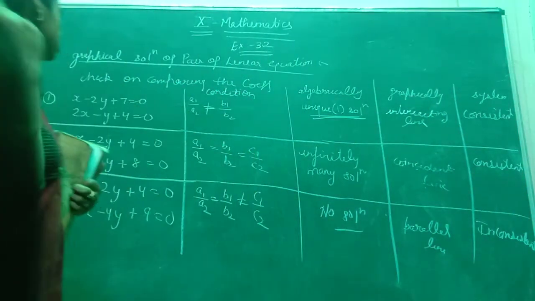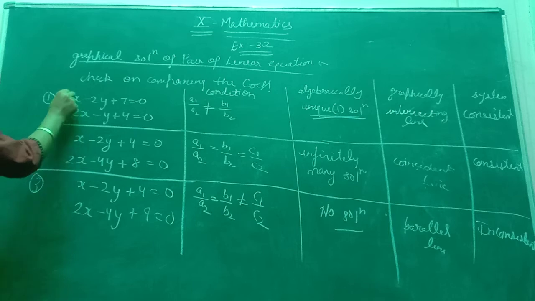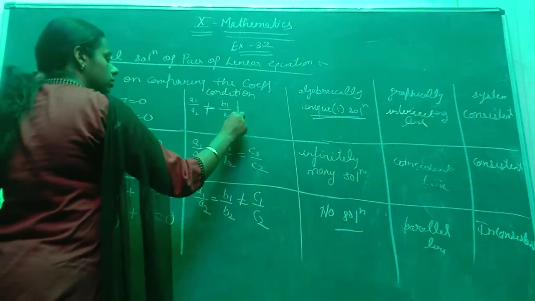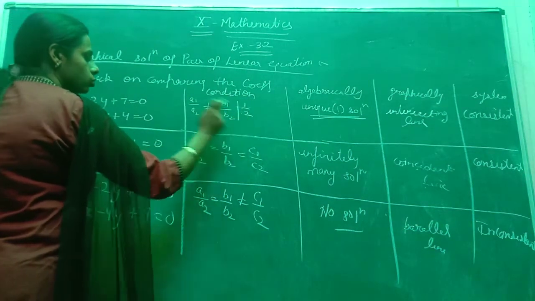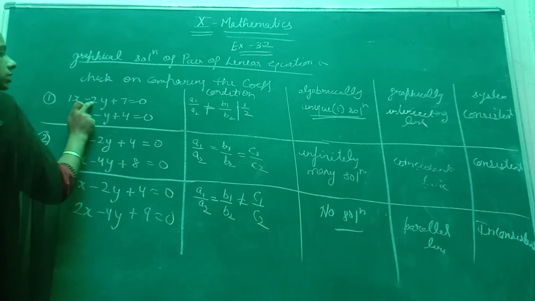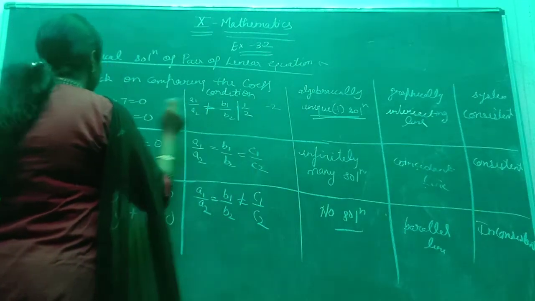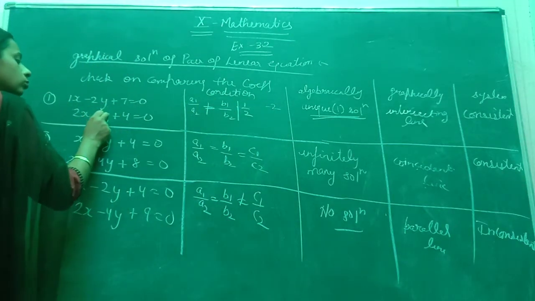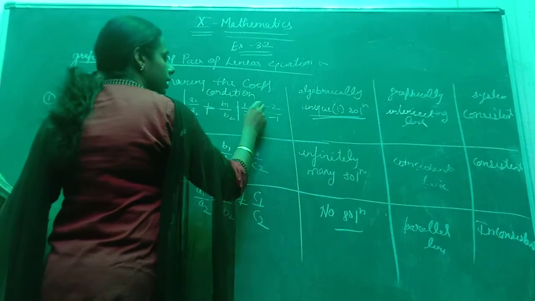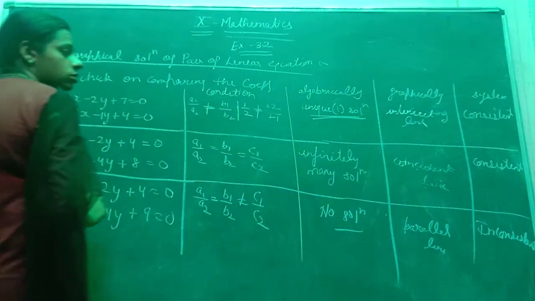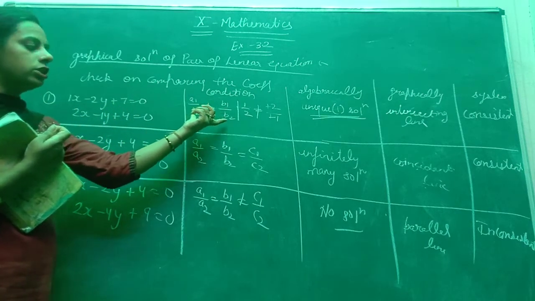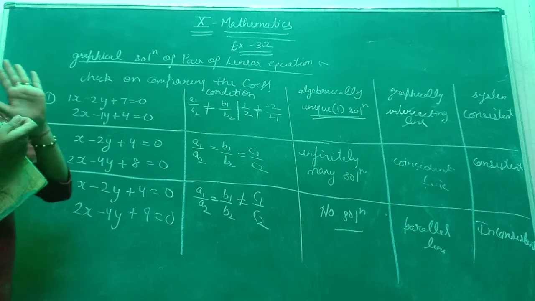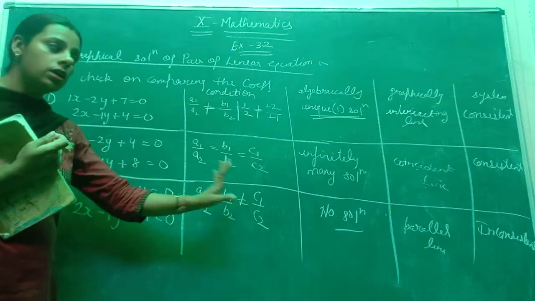Okay, now I am just going to take the value of a1 and a2. Value of a1 is 1, value of a2 is 2. Then you can see that 1 by 2 is there. Okay, value of b1 is minus 2. Value of b2 is minus 1. Are they equal? No. So there is no need to compare with C1 and C2. If first two ratios are not equal, then there is no need to compare with C1 and C2.